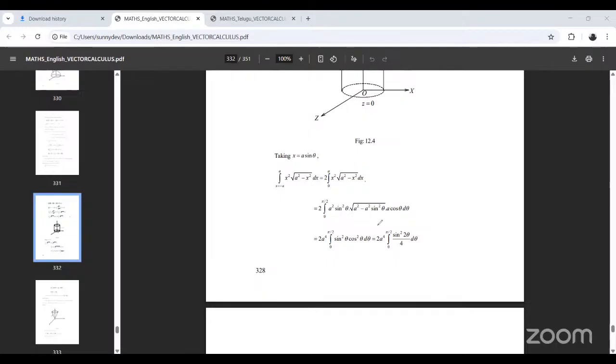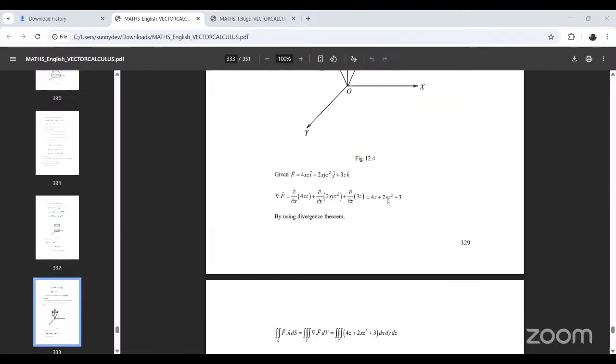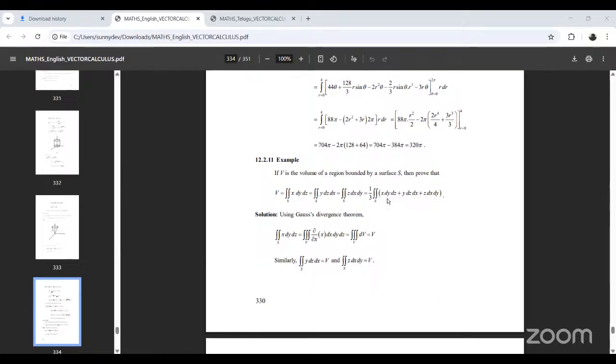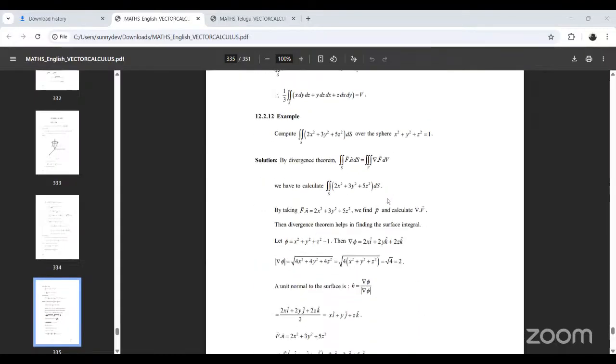Now let's see the next problem. This is a different problem. Evaluate the surface integral of 2x square plus 3y square plus 5z square into ds over the sphere x square plus y square plus z square equal to 1.